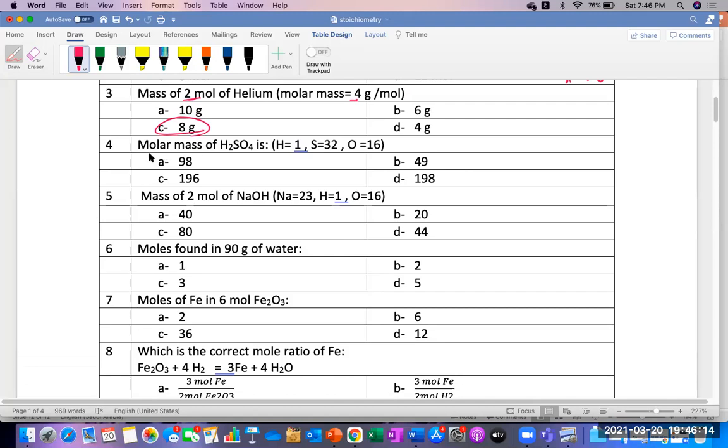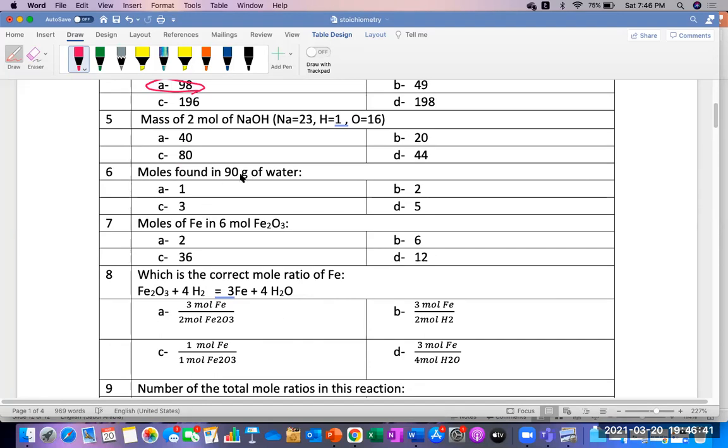Molar mass of H2SO4. You need only to add them together, taking into consideration that the number of oxygen atoms is 4, so you need to multiply 16 with 4 first. So it will be 2 for hydrogen times 1, plus 32 for sulfur, plus 16 times 4. You need to memorize this one. It will be 98.